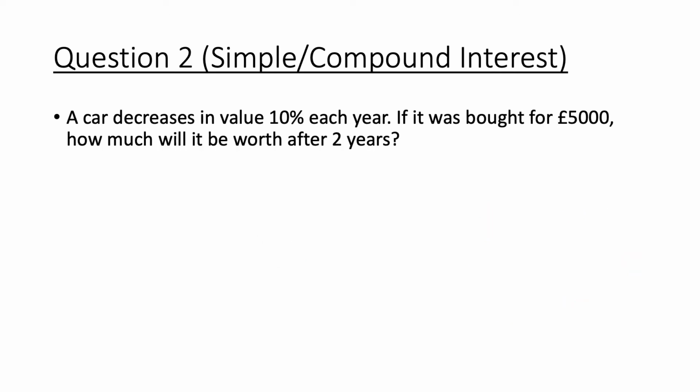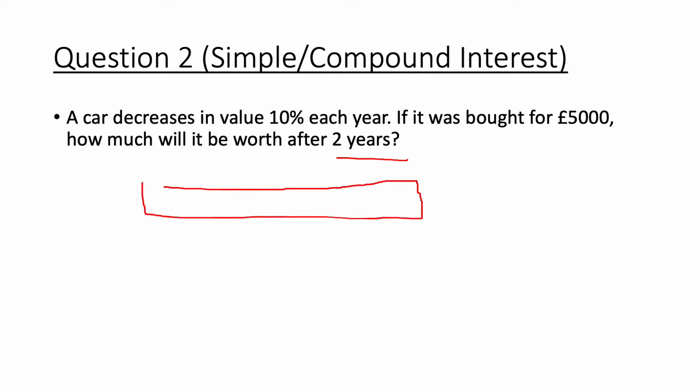Next question, guys. It says a car decreases in value 10% each year. If it was bought for £5,000, how much would it be worth after 2 years? Well, this is what I call a percentage decrease question. So the full amount is what I call 100%. This is the full amount, this whole bar. Now, taking off 10% means that is 10% there, guys. That means the remainder, so when I shade this part in, is going to be 90%.